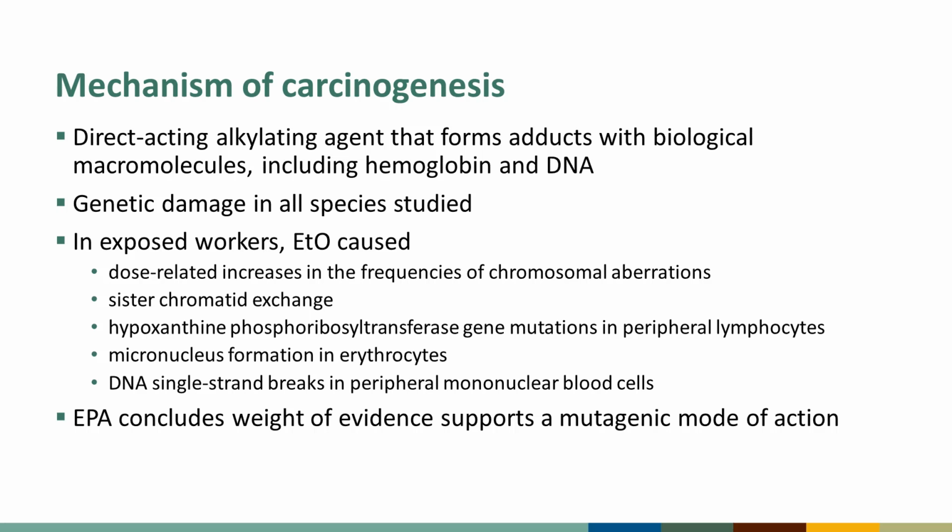The numerous studies on ethylene oxide that focused on toxicokinetics, DNA adduct formation, biomarkers, genotoxicity, and molecular biology provide strong evidence that the carcinogenicity of ethylene oxide, a direct-acting alkylating agent, involves a genotoxic mechanism of action. EPA concludes that the weight of evidence supports a mutagenic mode of action for ETO toxicity. The direct reaction of ethylene oxide with DNA is thought to initiate the cascade of genetic and related events that lead to cancer.